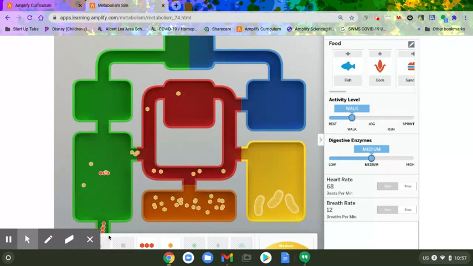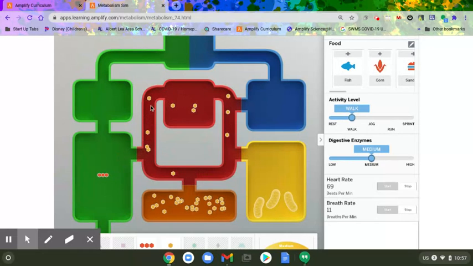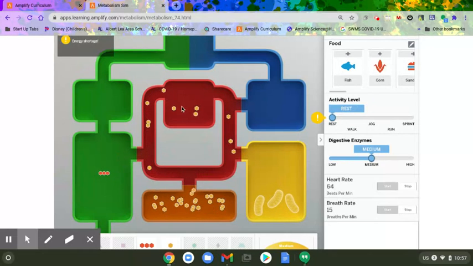Oh, some of it got passed out. Whoa, hey, check it out. Whoa, some glucose just headed into the red area. So once it was done in the digestive system, it got broken down to a smaller part. Now it headed into the blood vessels of the circulatory system through the heart.